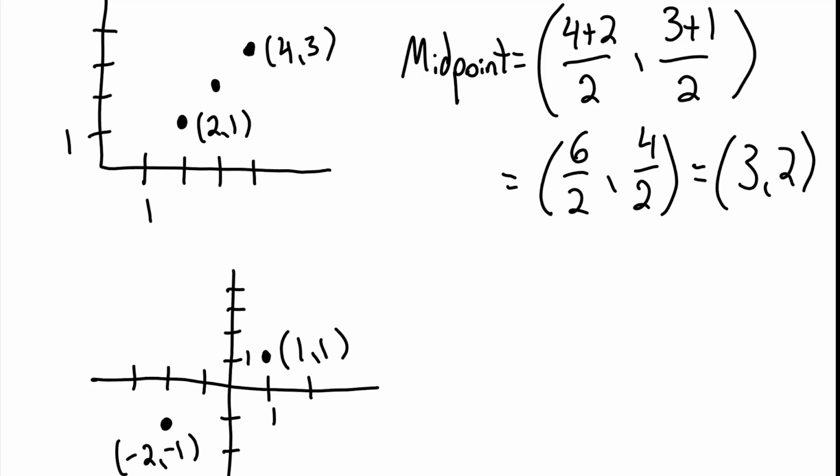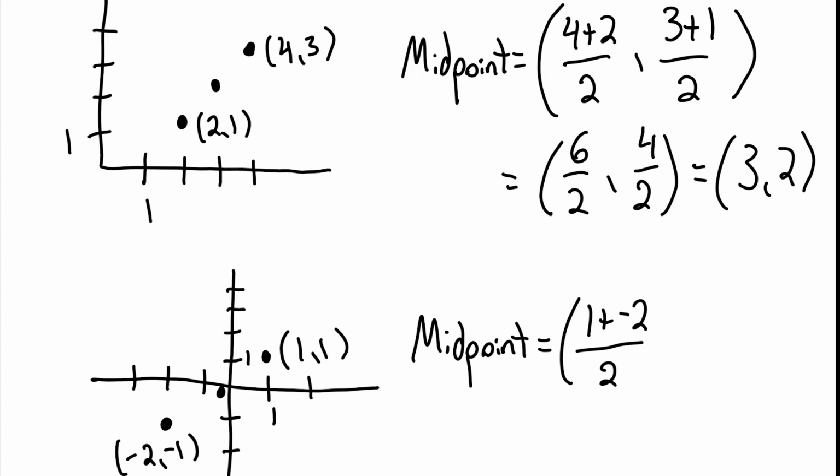It's a little bit harder to judge where this is going to end up. It doesn't look like it's quite the origin, maybe like right there. Again, hand drawing is not reliable, so this is why we need to do the math and use the formula. So again, we'll add the x coordinates together. So we do 1 plus -2 and divide that by 2. And then we'll add the y coordinates together. 1 plus -1 divided by 2.